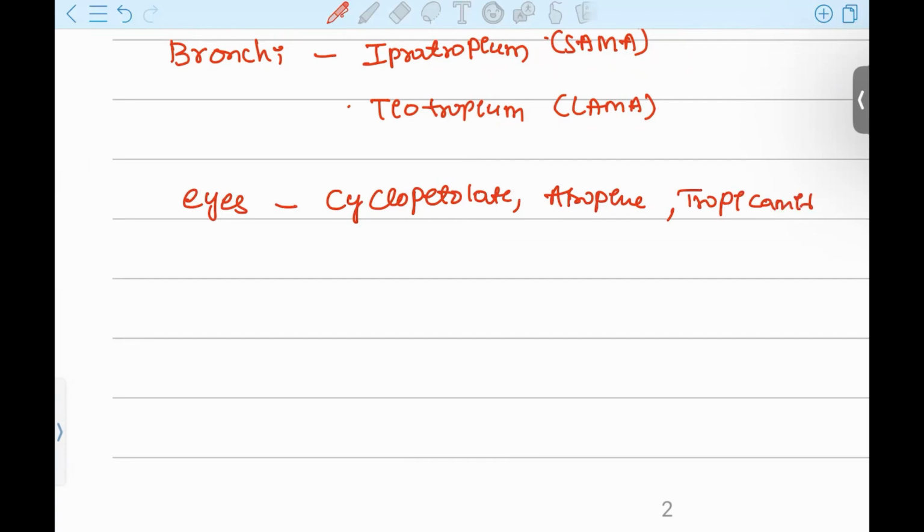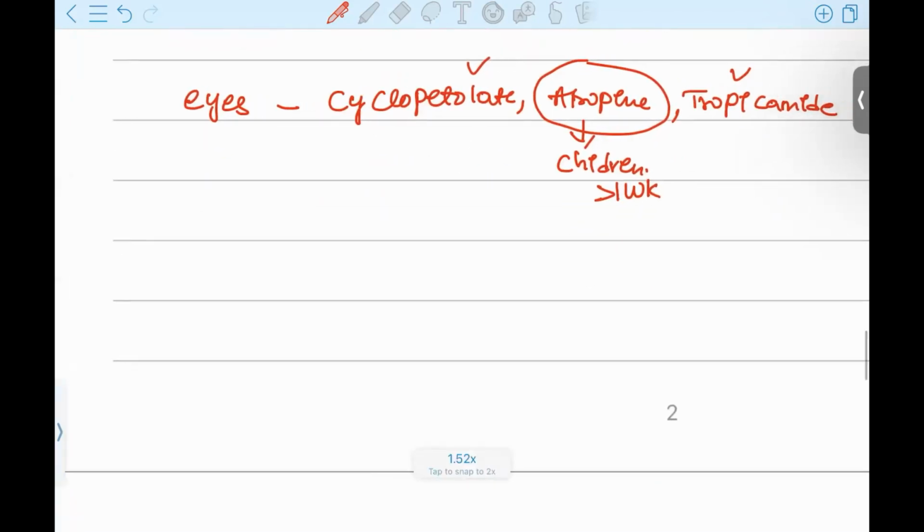A question that is asked: atropine is given for children, why is it given for children? Because it is long acting, it can act for more than 1 week, and it is a very strong cycloplegic. The remaining two can be given for adults and are very short acting. That's why atropine is contraindicated in patients with acute angle glaucoma. Why? Because it is a very strong cycloplegic, and it can precipitate the glaucoma condition.